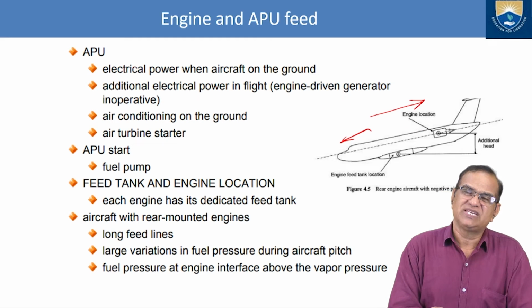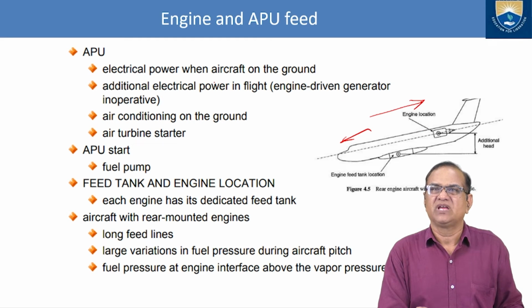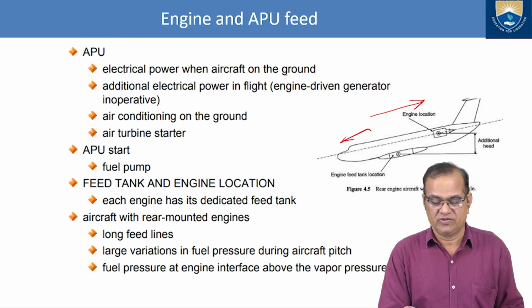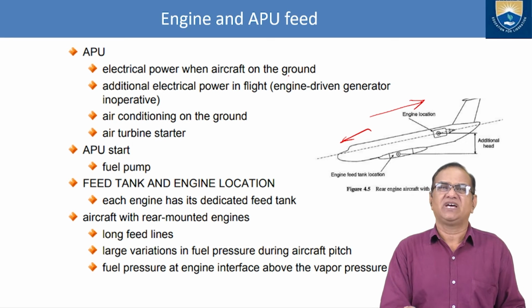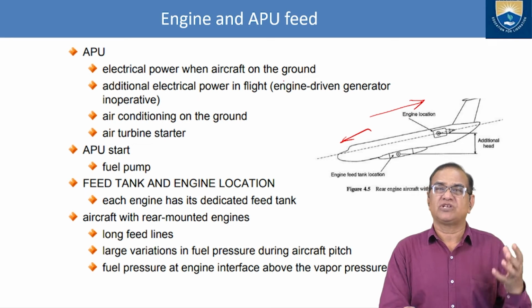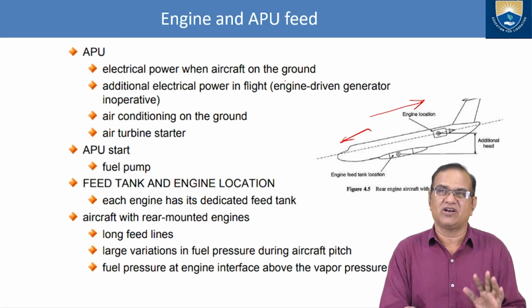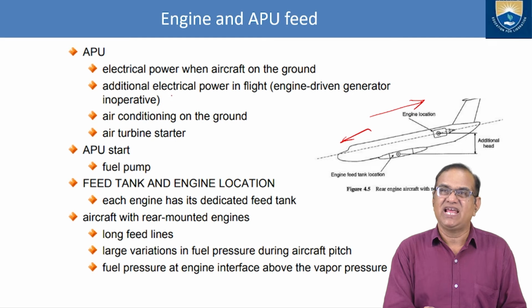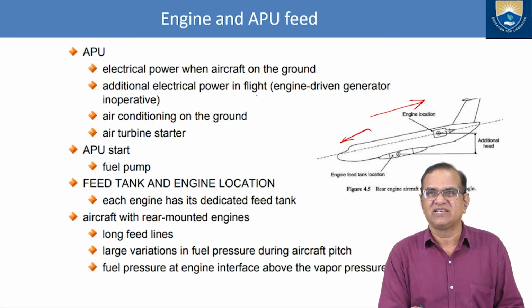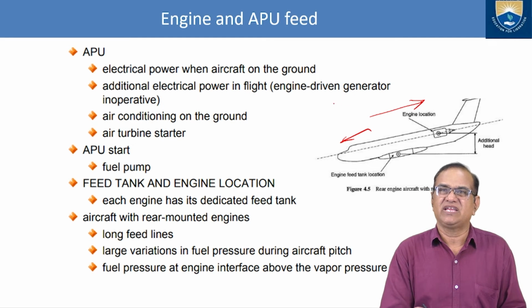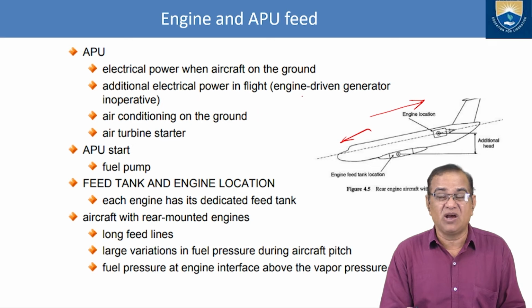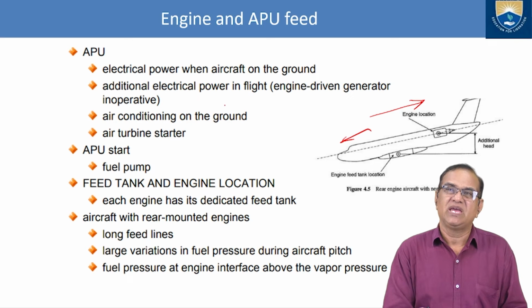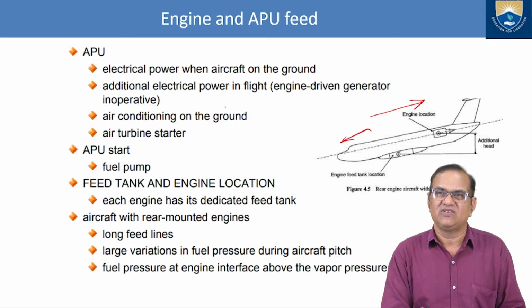The auxiliary power unit supplies electrical power when the aircraft is on the ground. On the ground, we should not start the main engine. It also provides additional electrical power in flight when the engine driven generator is inoperative. If the generator is inoperative, the APU will function and give power to the electrical devices.